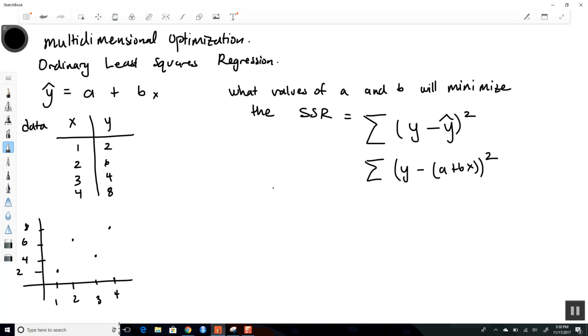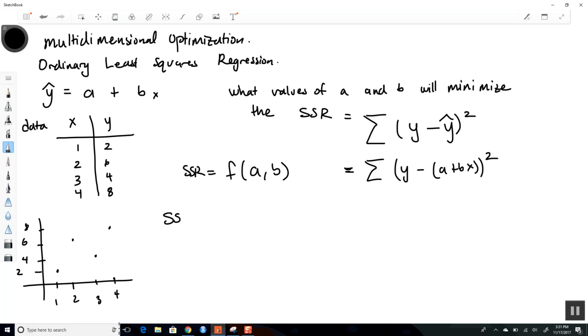Okay, so what we have now is a function. This is a function of a and b. We're going to say the sum of squares residual is a function of a and b, because we want to find the slope and the intercept that minimize this sum of squares residuals. Now, I know least squares has already been solved. We know the answer, but just bear with me, this is an interesting thing that we're going to do. Okay, so let's rewrite this whole thing.